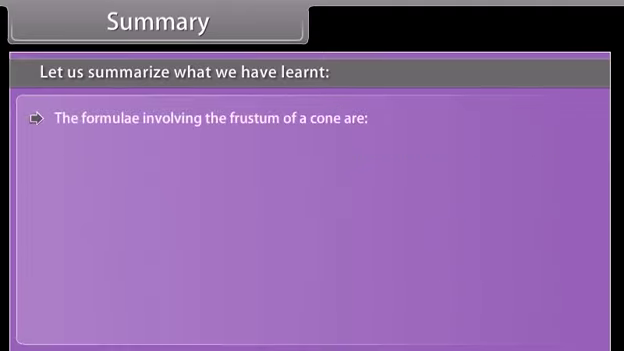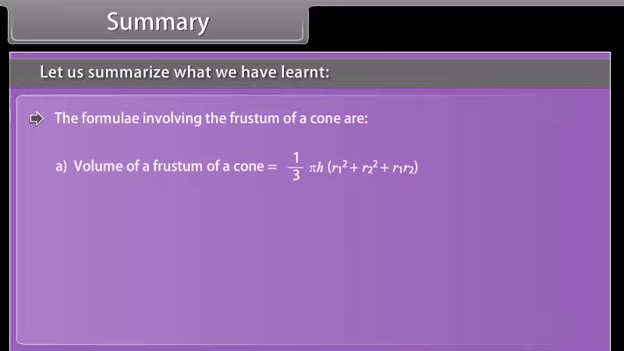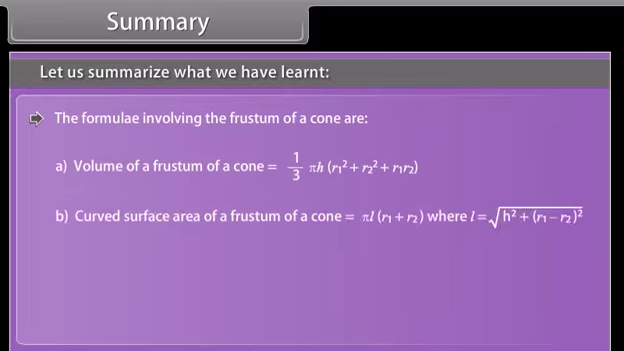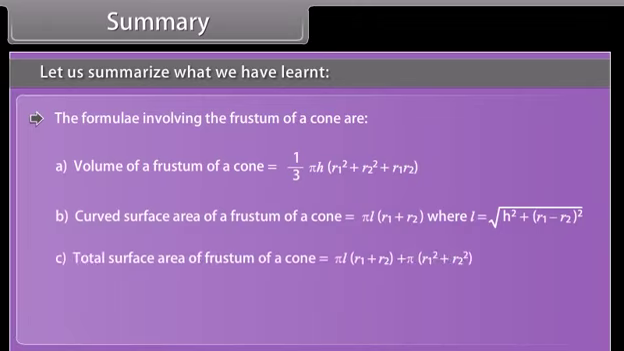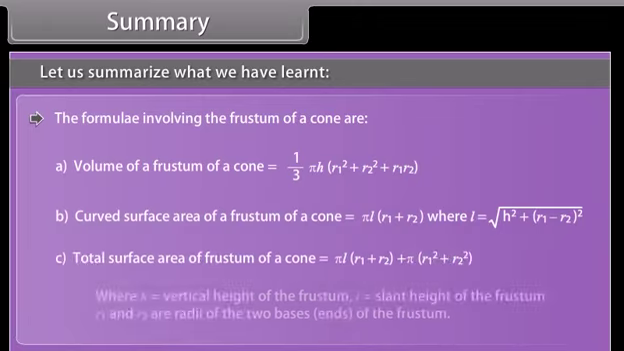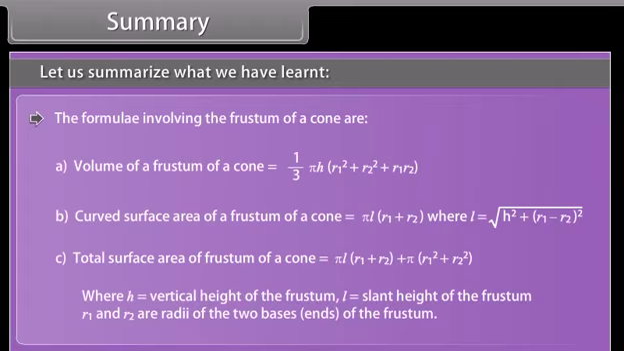The formulae involving the frustum of a cone are: where h is equal to the vertical height of the frustum, L is equal to the slant height of the frustum, R1 and R2 are radii of the two bases, the ends of the frustum.